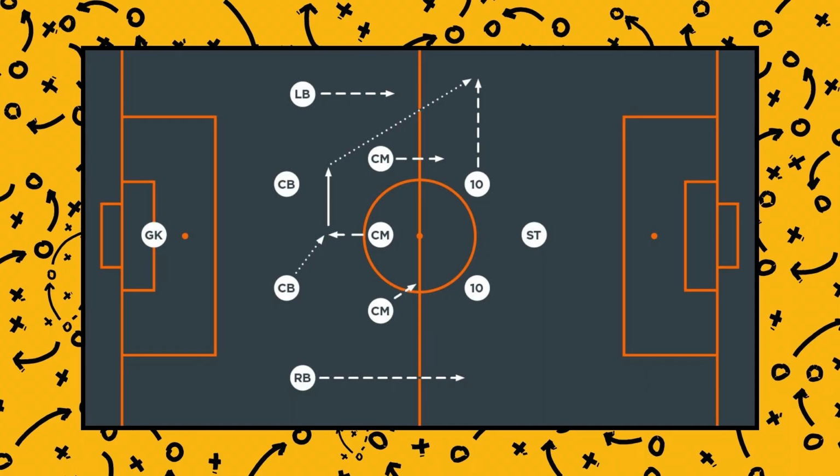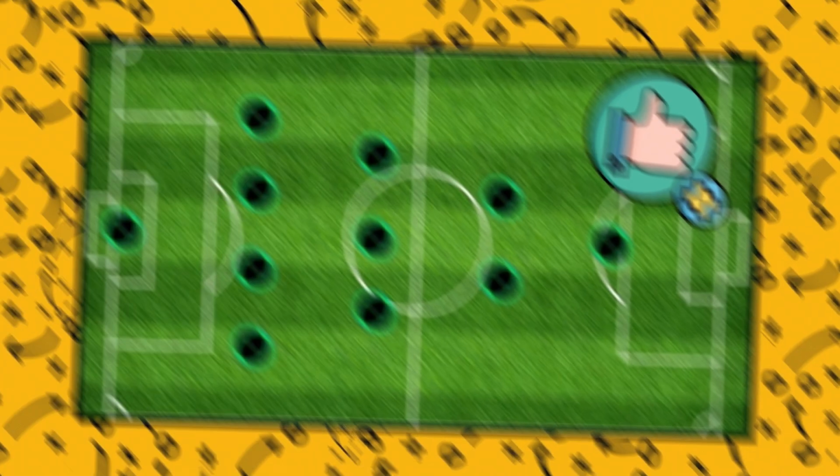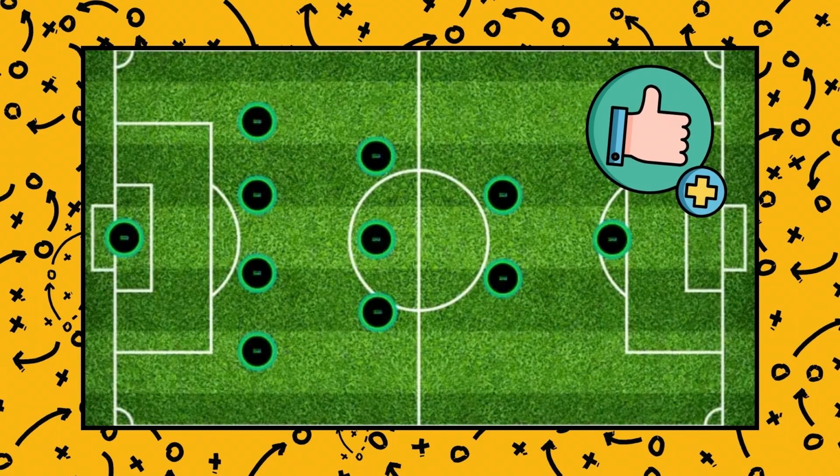Fullbacks or central midfielders move into wide spaces to stretch the opposition's defence. Finally, a fluid shape allows players to transition between defence and attack, but it demands high tactical intelligence. The benefits of the 4-3-2-1 include central control, creative channels and defensive solidity.